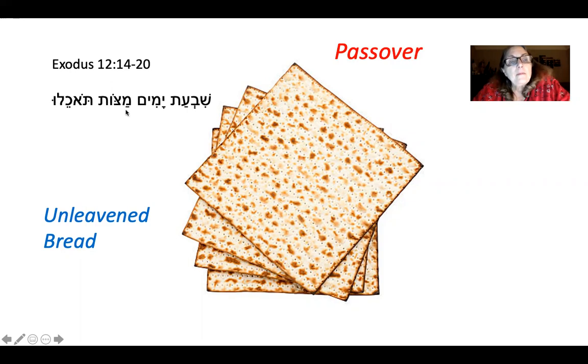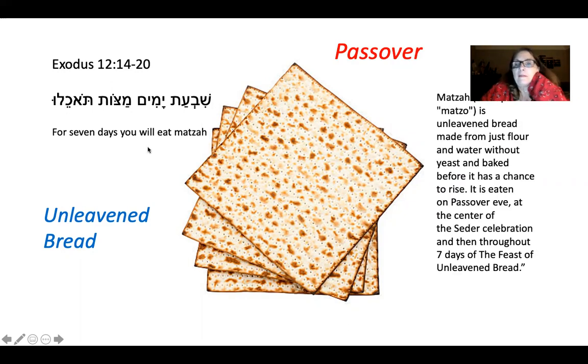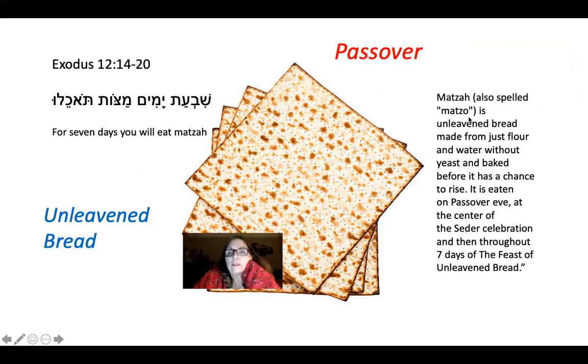Shavat Yamim Matzot Toechelu, which is for 7 days. Those of you that are learning Hebrew, Shavat Yamim is 7 days. Matzot is matzah, and toechelu is you will eat. So for 7 days you will eat matzah. Matzah, also spelled matzo, because sometimes you'll see it matzo, is unleavened bread made from just flour and water without yeast and baked before it has a chance to rise.